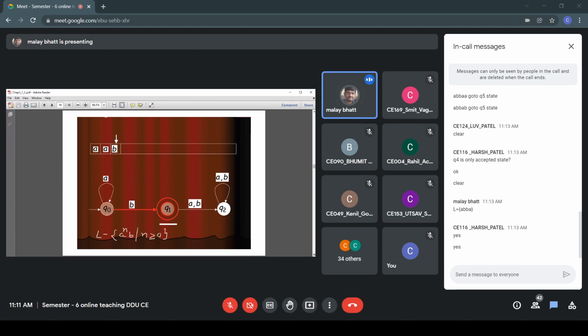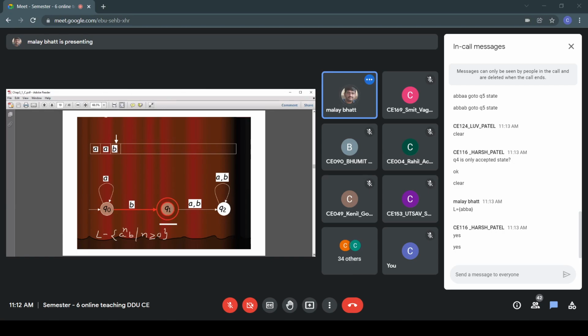And Q1 is the accepting state, as you can see here. Because Q1 is the accepting state, it will accept patterns like A raised to n B, where n is greater than or equal to 0. Any number of A's in the beginning can be there. If n is 0, we can have only B, and if only B is there, it will also be accepted in the Q1 state.